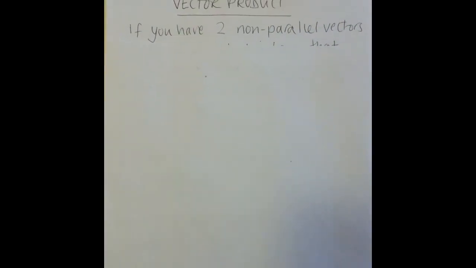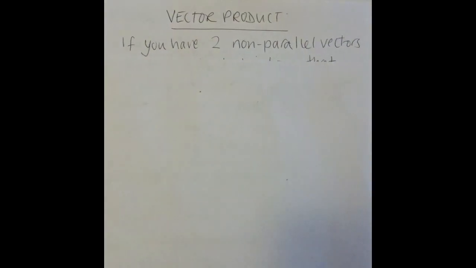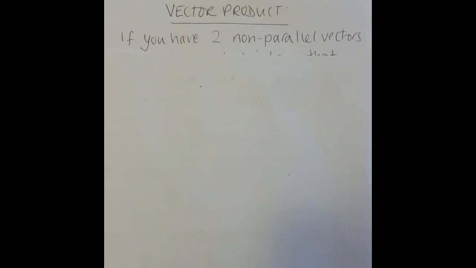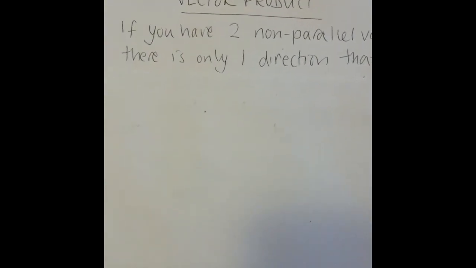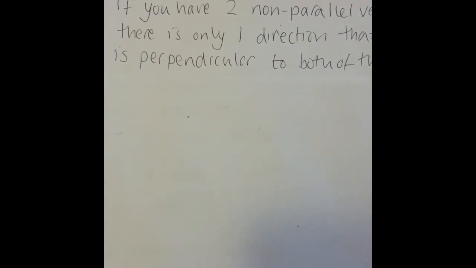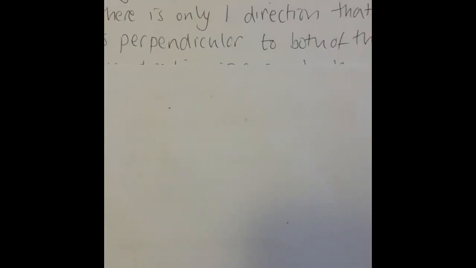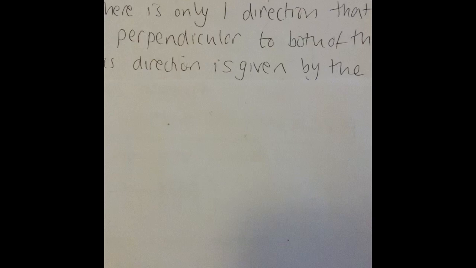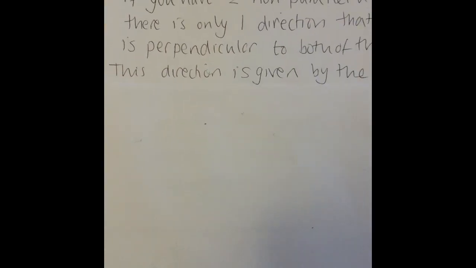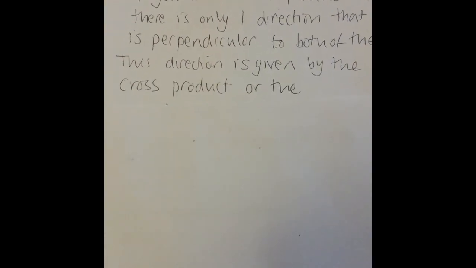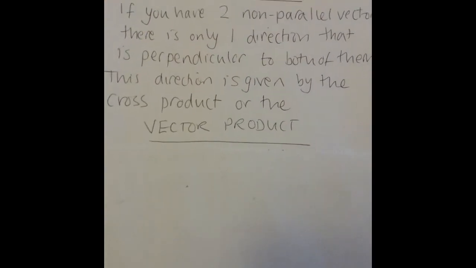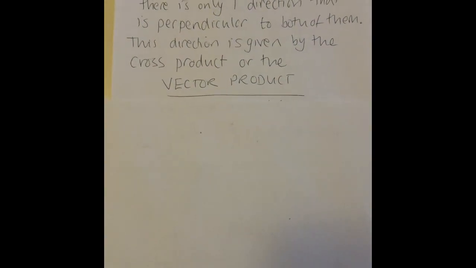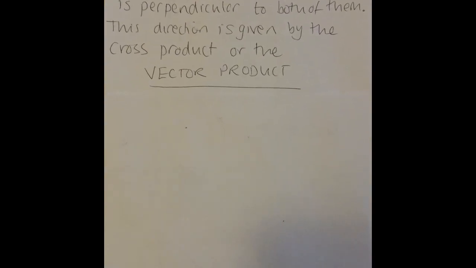Right, vector product. Did this in Pure Core 1 with Miss Ennis. If you have two non-parallel vectors, there is only one direction that is perpendicular to both of them. This direction is given by the cross product or the vector product. Right, there are three ways that you can find the vector product.